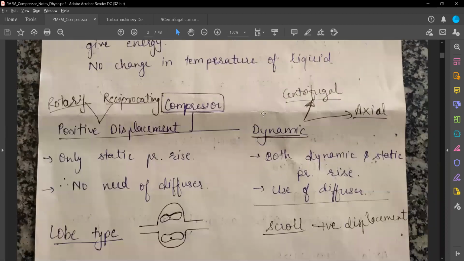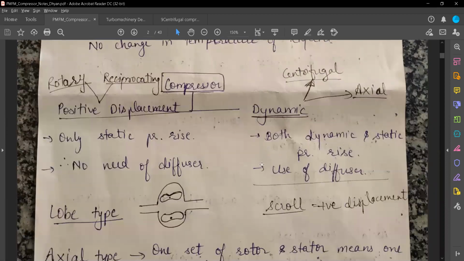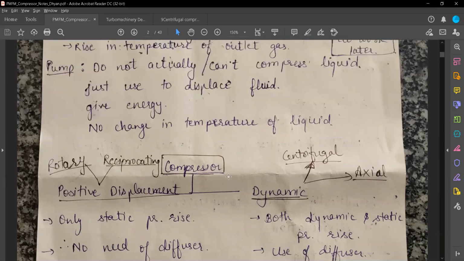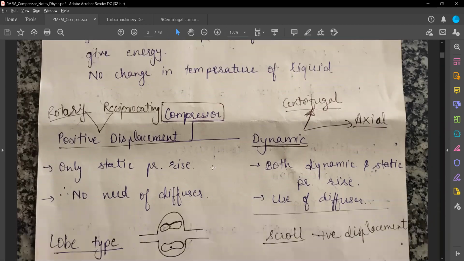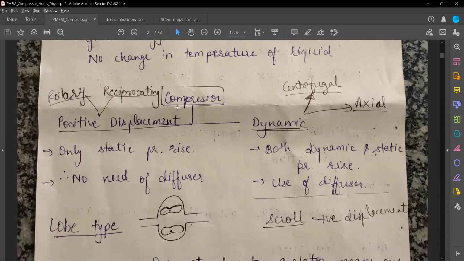So now we have seen different types of compressor. You would have seen them somewhere in your environment. So the major classification of compressors is here. We have positive displacement type and dynamic type. In positive displacement, we are actually not giving any dynamic pressure. There is only static pressure rise. So wherever I have written PR, it means pressure.